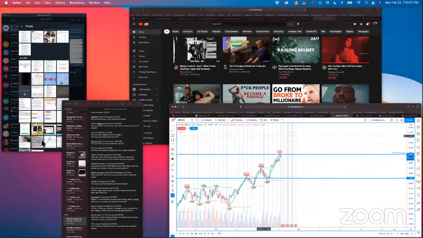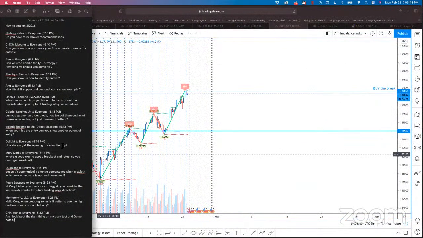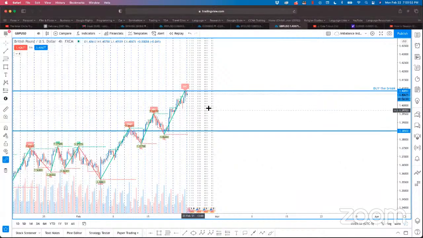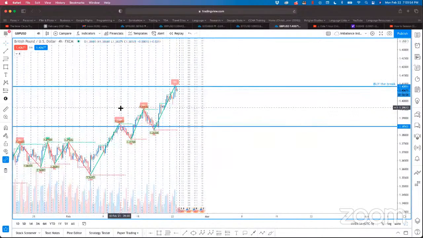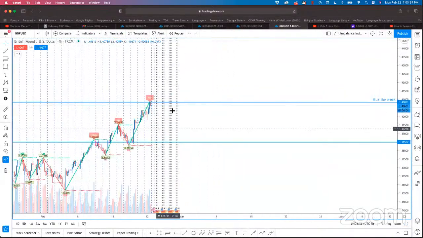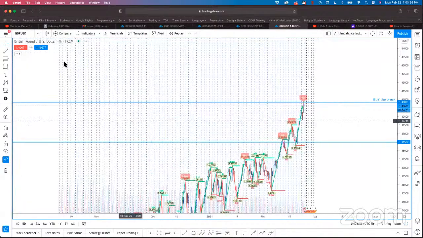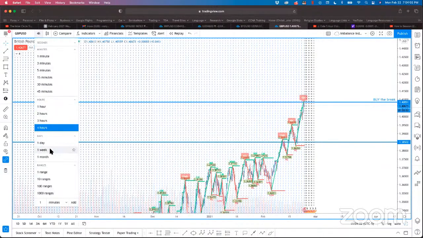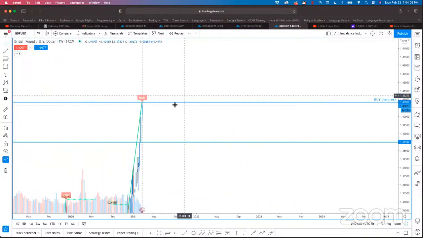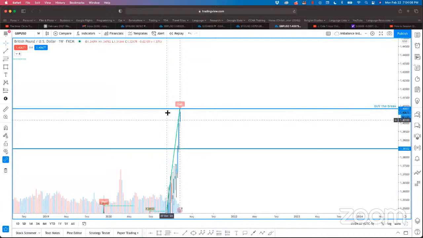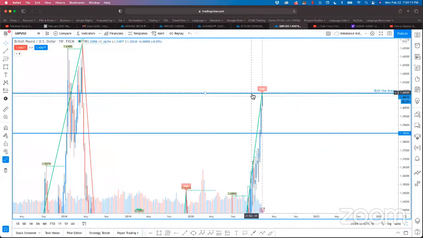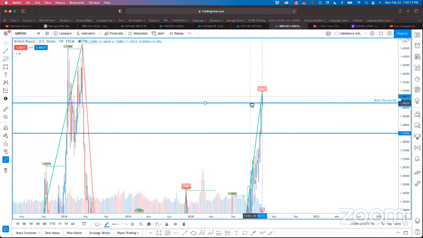All right. So I already went over how to get the opening price of the day. Mary says, what's a good way to spot a breakout and retest so you don't get faked out? Easy question to answer. Let's look at GU again. We'll look at this, I guess, from the weekly. Right. So I'm just going to make this an example right here.